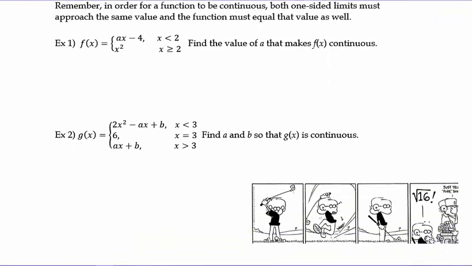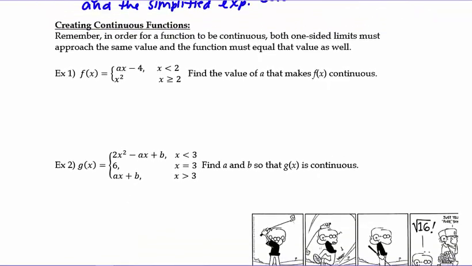And then last but not least on here, we're going to talk about creating continuous functions. So remember, in order for a function to be continuous, both one-sided limits have to approach the same value, and the function must equal that value as well. So let's say I want to look at this thing at 2, and I want it to be continuous. Well, this is a piecewise function. Right now, it might look something like this, or it might look something like this, and I don't know what it looks like. Okay, so basically right now any piecewise function might be broken.